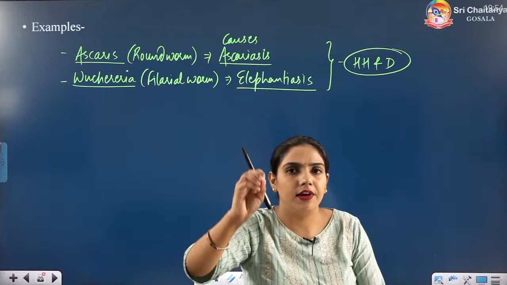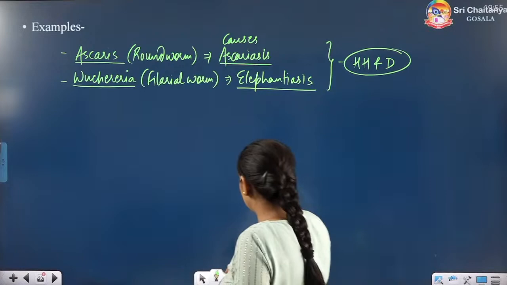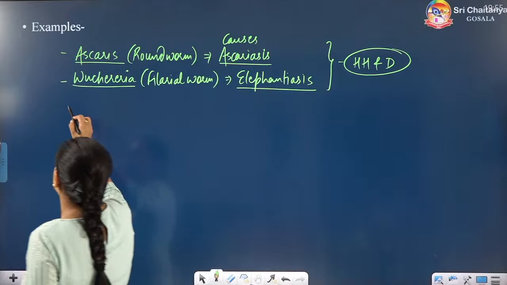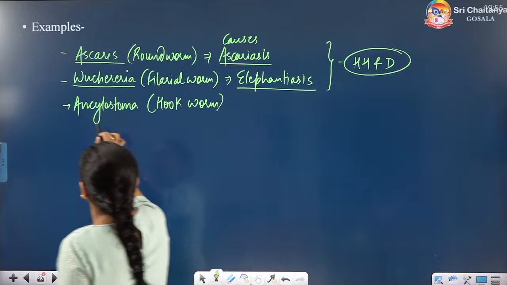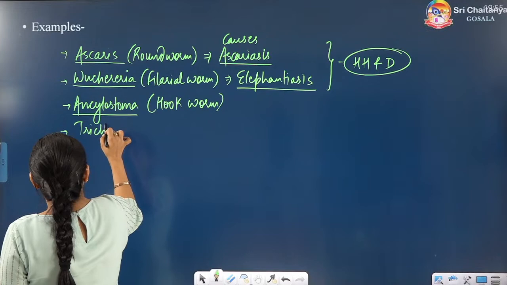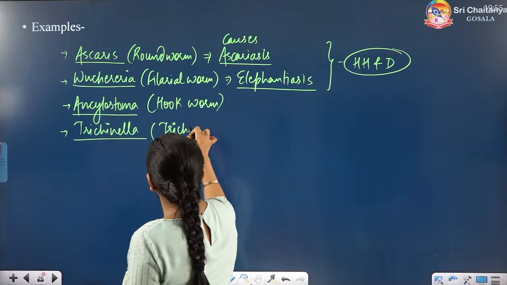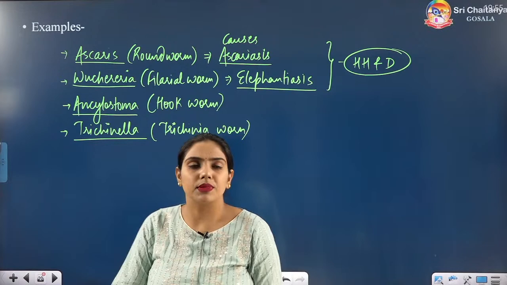So now we are not going into the details of this. Then another is Ancylostoma, which is hookworm. Other examples are Trichinella, the trichina worm. So many examples can be there, but you have to remember the examples of NCERT.